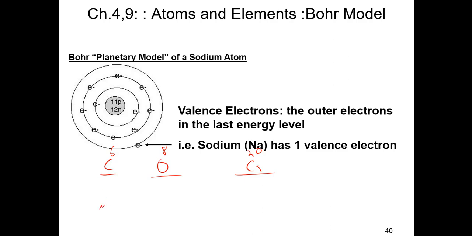So the first thing we do is we draw the nucleus. We draw our first energy level, n equals 1. And we go ahead and we put in 2 electrons. And in the first energy level, they can be close to each other. We then go ahead and draw another energy level, n equals 2.